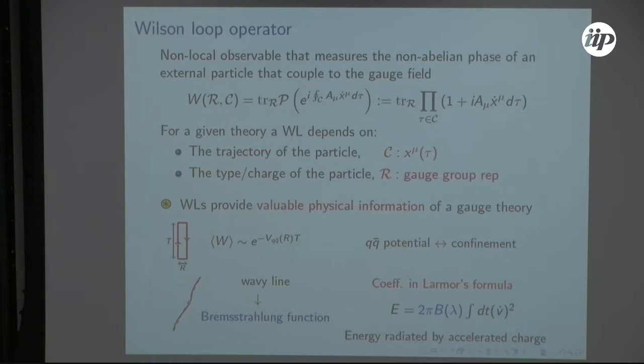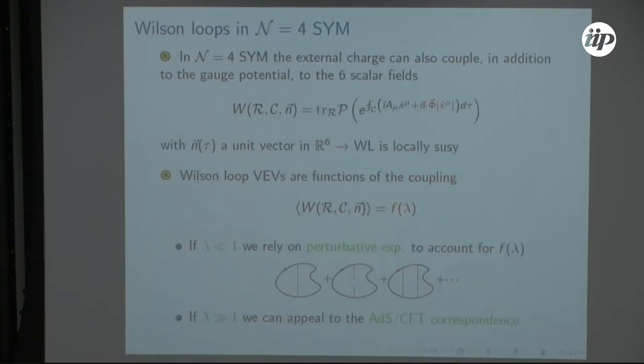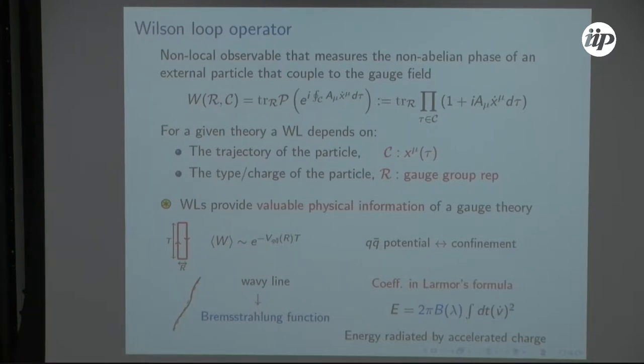Of course, I'm not going to be discussing this object today. Today I'm going to be discussing, as I said, certain circular Wilson loops, which are another kind of loops that are very special in the case of N=4 Super Yang-Mills.